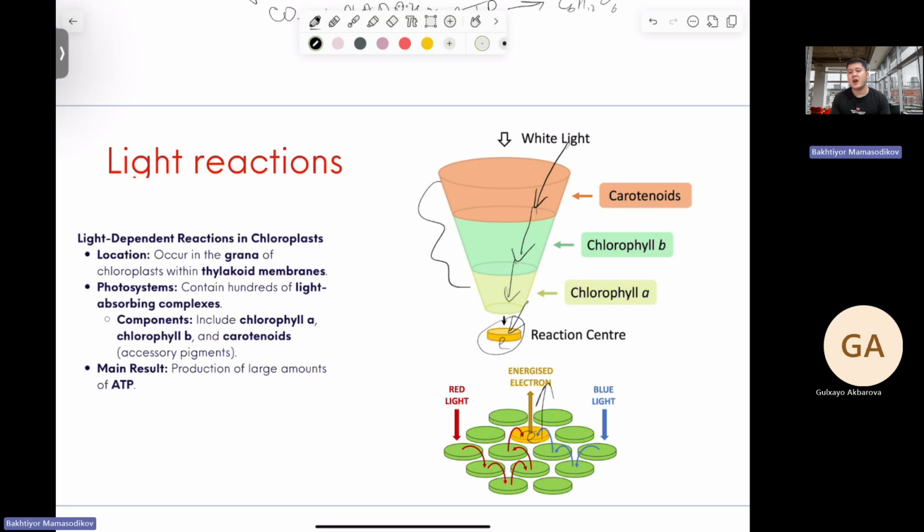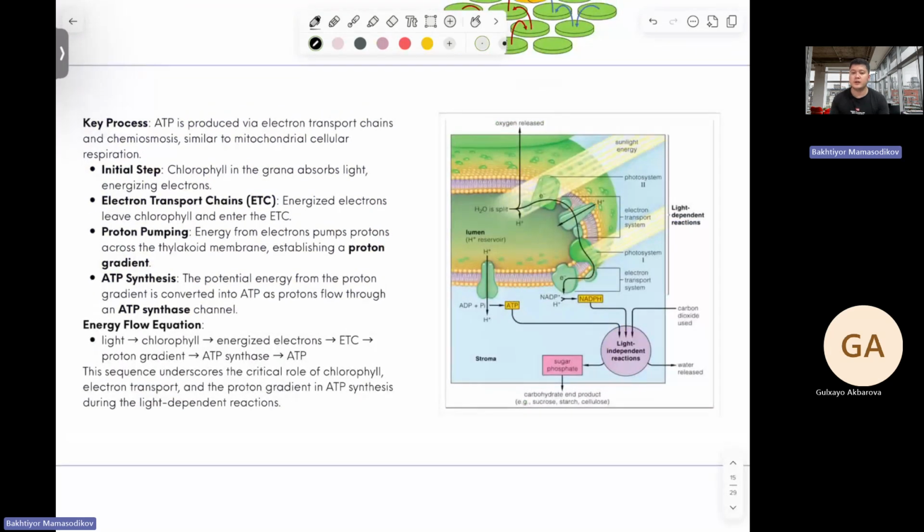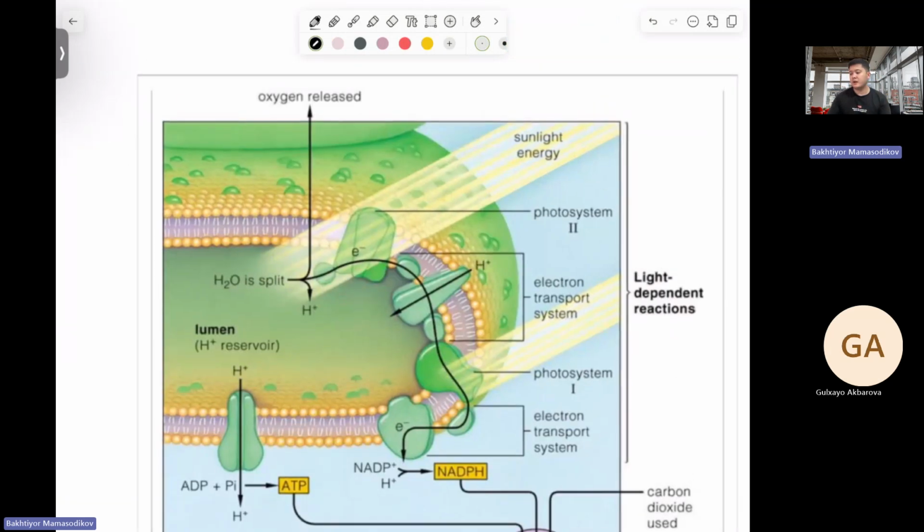Okay, in the light reactions, pigments like chlorophyll capture the sunlight, excite the electrons, produce ATP and NADPH, and release the oxygen. This is setting the stage for the sugar production in the next step. This is also illustrated here. We talked about this chart, right? A light is hitting the chlorophyll.